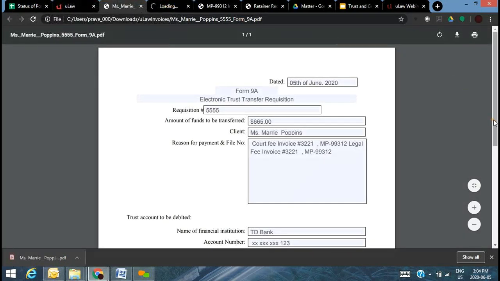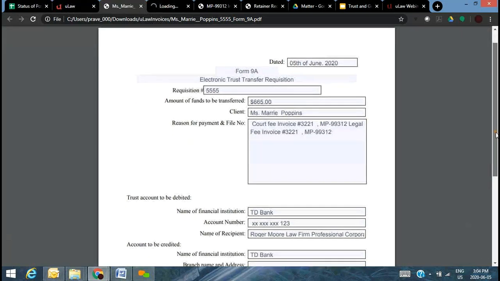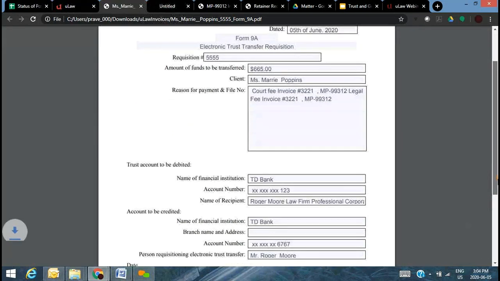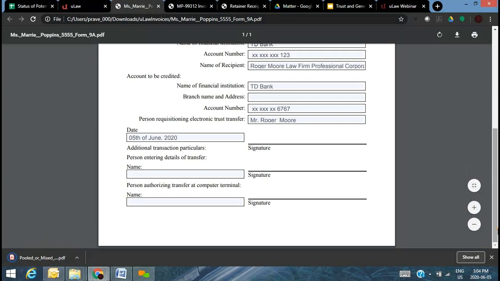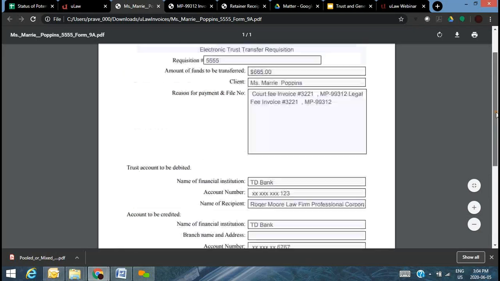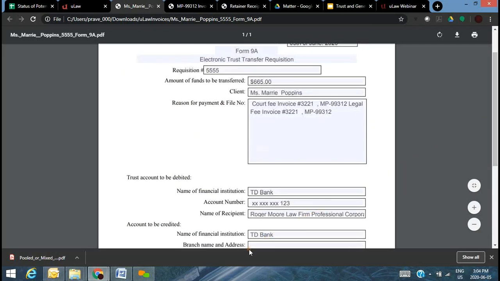And for those who are wondering, the Form 9A, this is the Form 9A more specific to the province of Ontario, where any time you do an electronic fund transfer between a trust account to a general, or any time money is leaving the trust account electronically, they do request a document such as this.